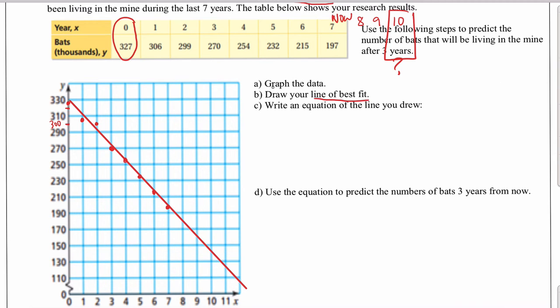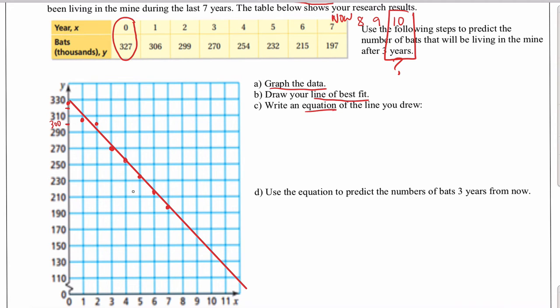So I've graphed my data, I've drawn a line of best fit. Now I need to write an equation. In order to do that, I need my slope, I need my y-intercept. Well, I can't find my slope by finding change in y over change in x up here, because these points aren't all exactly on my line. But I can find my slope by drawing a slope triangle. So I'm going to find 2 points. They don't even have to be the points that I graphed, but just 2 points on the line.